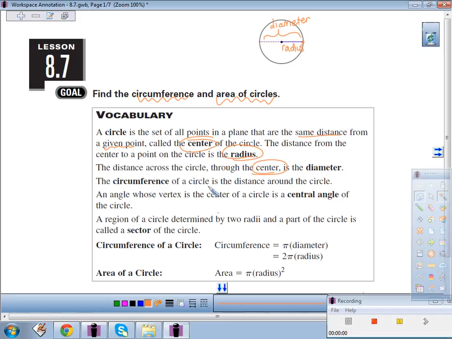Circumference. Circumference is like perimeter on a polygon. It's the distance around a figure. The distance around a figure is always called the perimeter, but in this case, with circles, it's called the circumference. That's the distance around a circle.